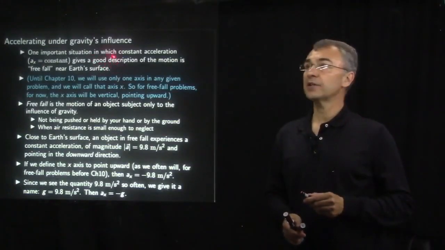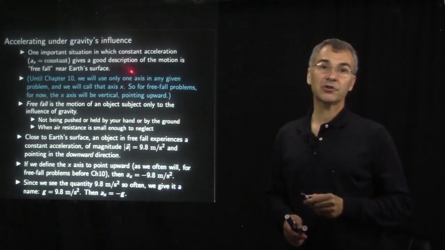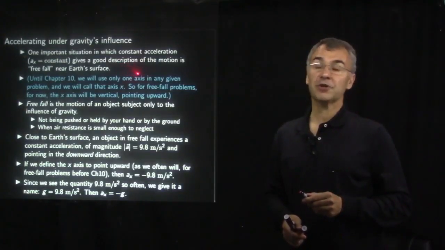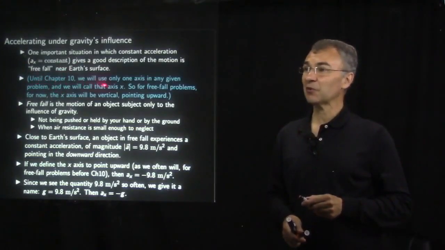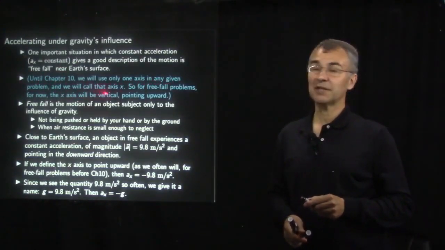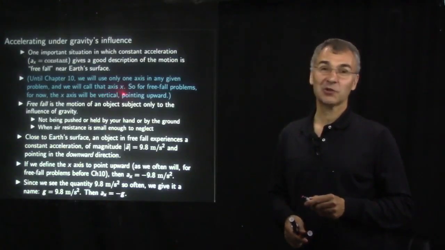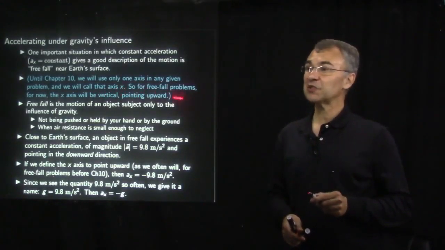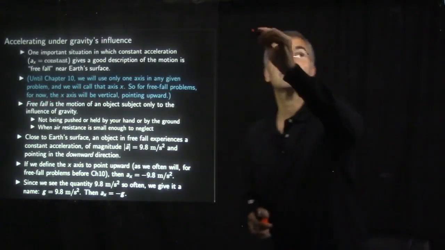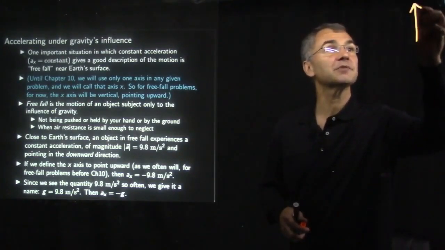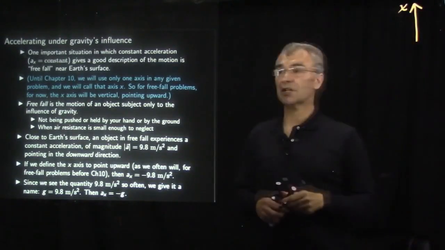So one important situation where constant acceleration gives a good description of the motion is so-called free fall near Earth's surface. And remember, I'm going to say it one more time, that up through Chapter 9, we're only going to use one axis in any given problem, and we will always call that axis x, no matter what you learned in your previous physics course. For free fall problems, for now, up through Chapter 9, the x-axis will be vertical, pointing upward. So for free fall problems, we're going to have the x-axis pointing upward like that.